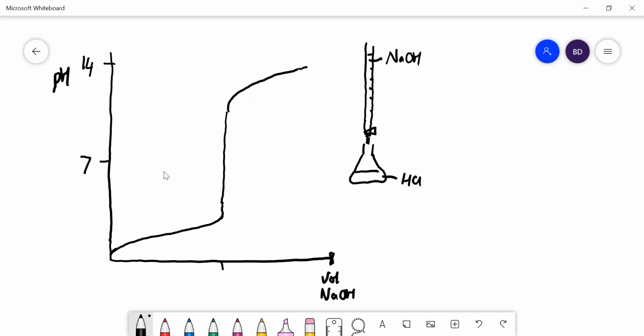And this here is the equivalence point. That's when, for every 1 mole of acid, you've added 1 mole of the NaOH and neutralized it. Okay, so we're familiar with that. We know how to calculate all the different points of that curve.